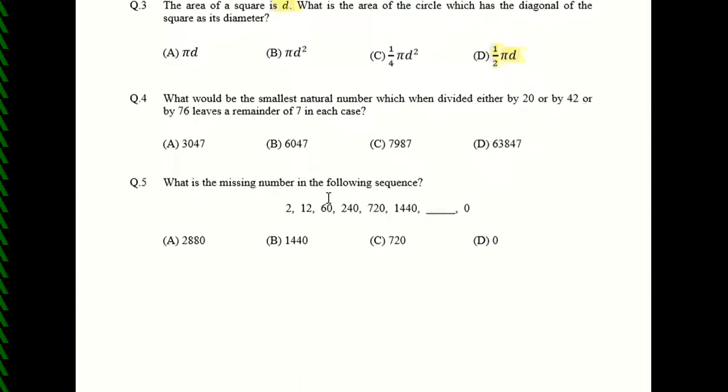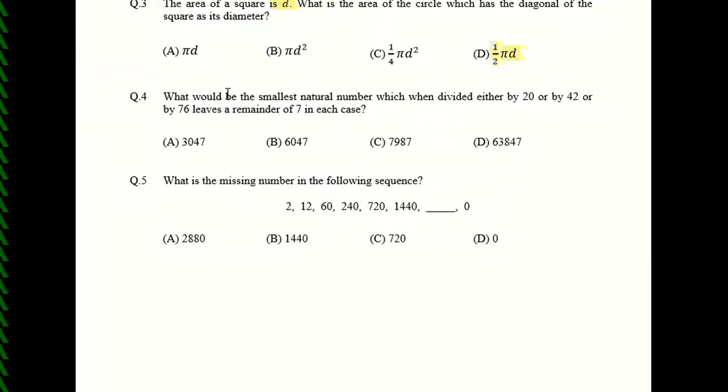Okay, so let's move on to our next question. What would be the smallest natural number which when divided either by 20 or by 42 or by 46 leaves a remainder of 7 in each case? So what you can do is you can find the least common divisor of these three numbers 20, 42 and 46, and then these numbers minus 7 should get you your least common divisor, and then you can get the answer.